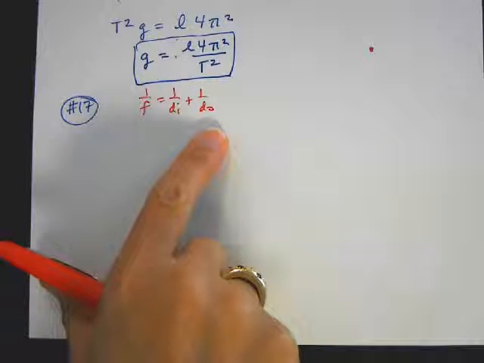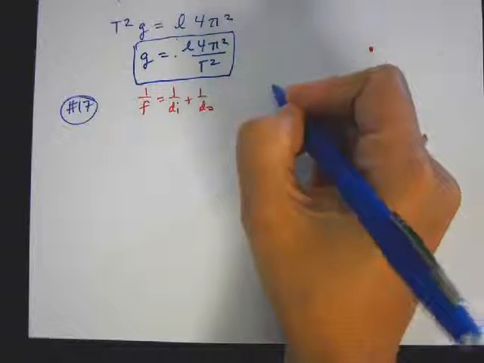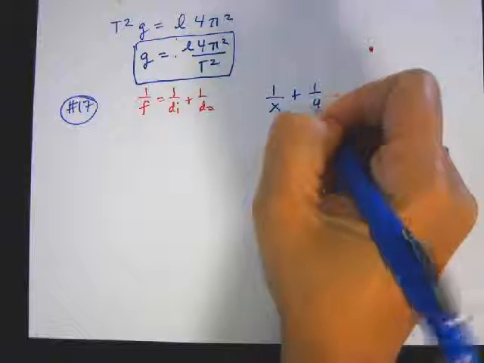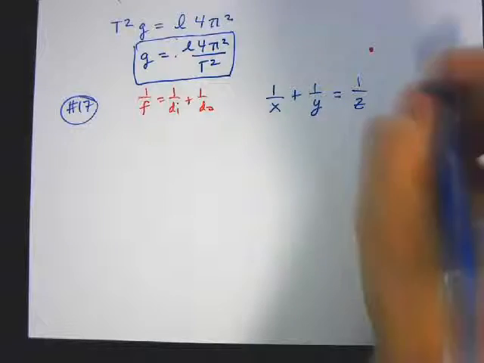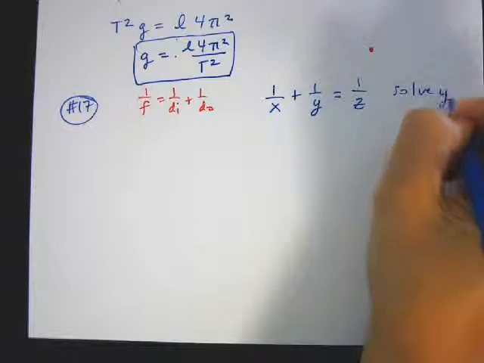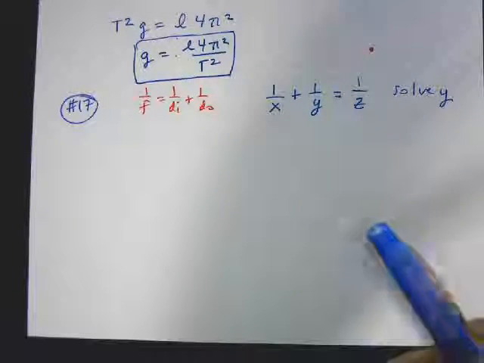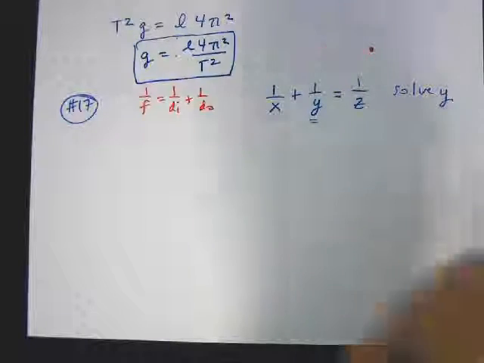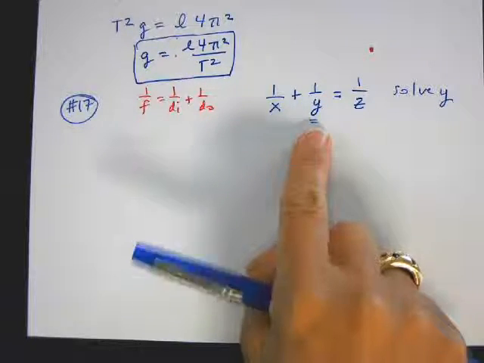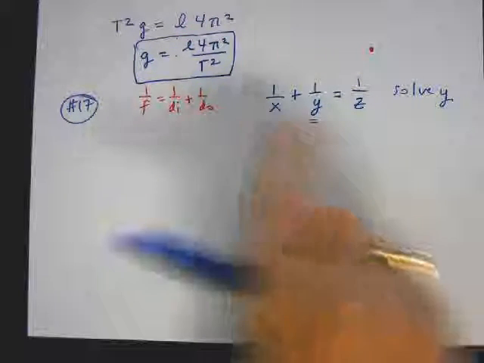So on the worksheet, when I typed it up, I just wrote 1 over x plus 1 over y is equal to 1 over z, and I said solve for y. Is this the same math that we have to do? It is, but I did this to make it simple. So we're going to solve for y. Remember, when we want to solve for y, the first thing is it needs to be by itself, and it needs to be in the numerator. Can I just flip all these? No, no, no. There's no such thing in math as flipping.